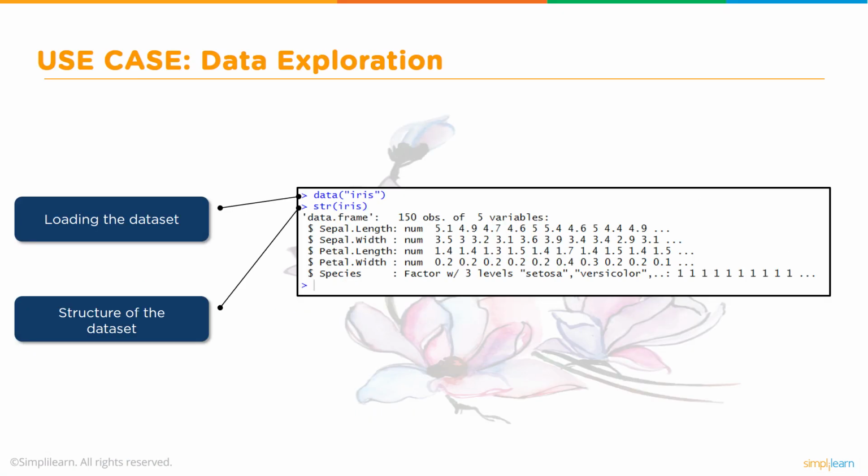So the iris data, although it's built into the R package on the basic download, we actually have to bring the data in. So we're going to do data(iris), and then we're going to do str(iris).